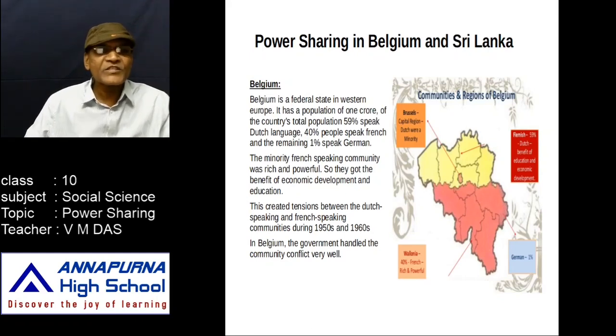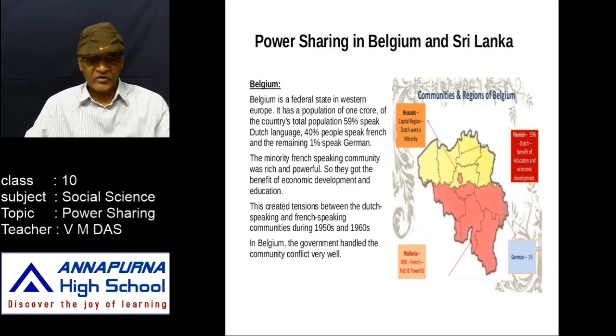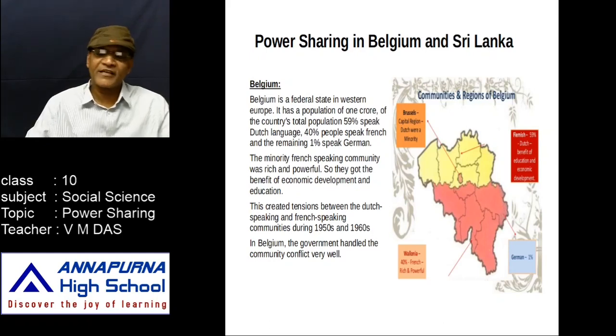The minority French-speaking community was rich and very powerful. Though it is a minority, it is considerably rich and powerful. They got the benefit of economic development and education. That's why they are dominating the Dutch people. Socially they are forward, economically they are forward, and politically they are forward.